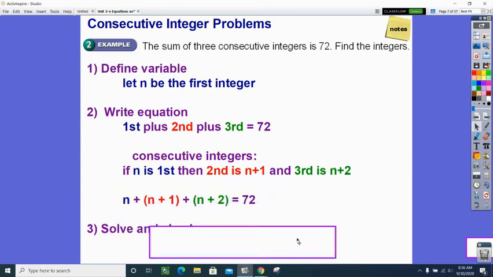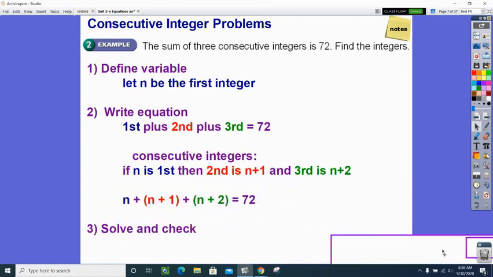It's kind of a crazy looking equation. And oh, by the way, the parentheses are not necessary in here. I put them in just so you could see first, second, and third. But the coefficient of this parenthesis is a 1. So you really don't need the parentheses. There's no distributive property. So now it would just be, solve and check.